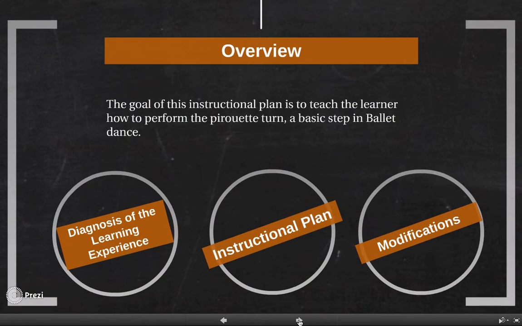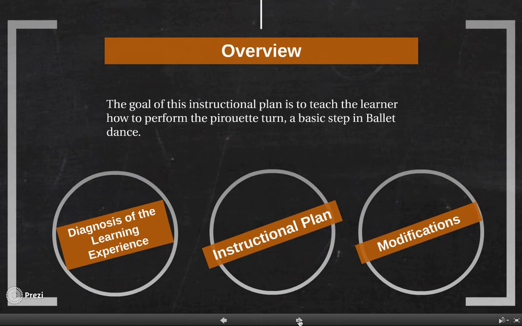Let's just start with a brief overview of what I'm going to be talking about today. The goal of the instructional plan right now is to teach my learner, who I'm going to introduce in a little bit, how to perform a pirouette turn. A pirouette turn is a basic step of ballet dance, which I'm very familiar with. And as an instructor, this would be very similar to something that I would do in a day-to-day activity, teaching a learner how to do this really basic turn.